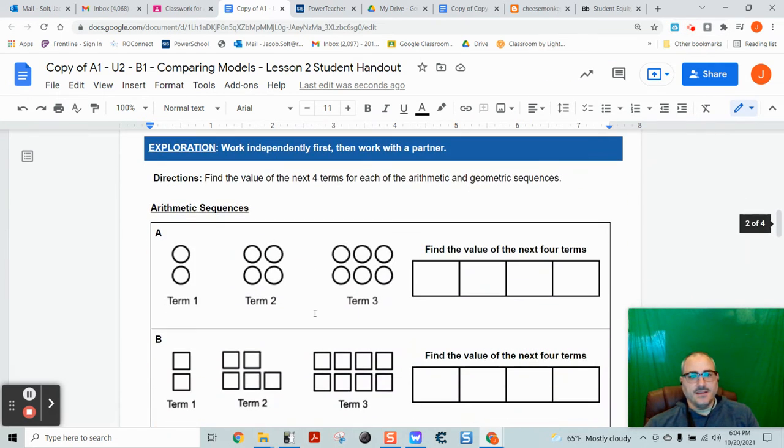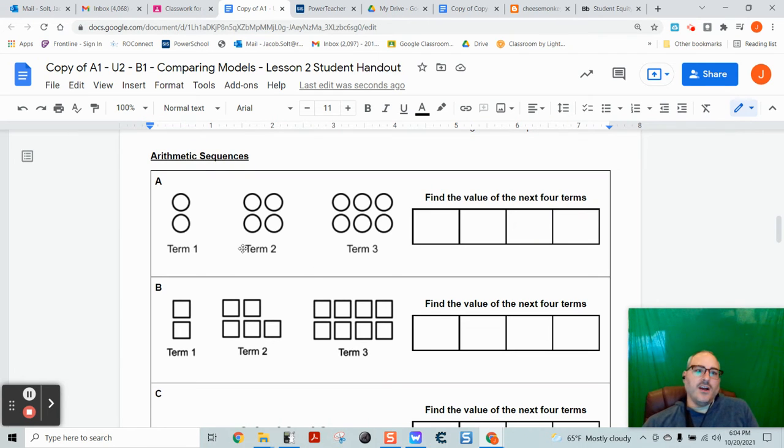All right, here is the classwork today. All of these are arithmetic sequences. An arithmetic sequence is going to increase or decrease by the exact same amount each time. Term 1 starts with 2. Term 2 has 4. Term 3 has 6. So how is it changing? We're going to add or subtract the same amount each time. 2 plus 2 is 4. 4 plus 2 is 6.